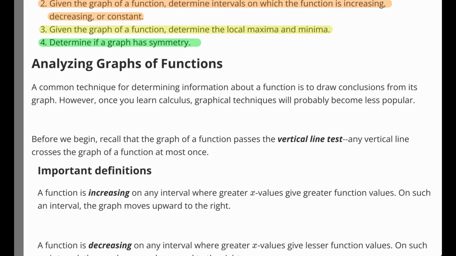However, once you learn calculus, graphical techniques will probably become less popular. I wouldn't say less popular necessarily, but in calc you actually go for analyzing graphs in a lot more detail, a lot more analytically, where you don't even need to necessarily look at the graph.